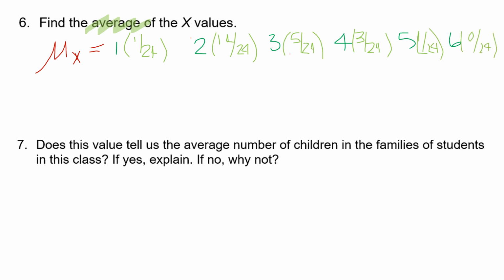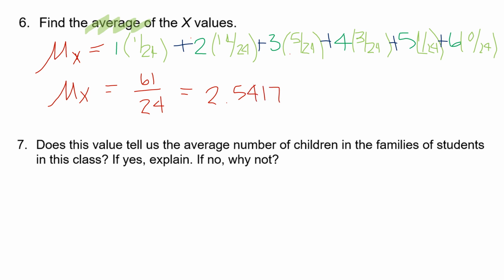And then we're going to add all of those together. When you take your time and add them, we should get mu sub x equals 61 over 24, which is 2.517. So because we have to factor in those probabilities, the average is not 3.5 siblings. The average based off of this class data is about 2.5 siblings, which should make sense if you go back to our skewed data with the peak at 2 siblings.